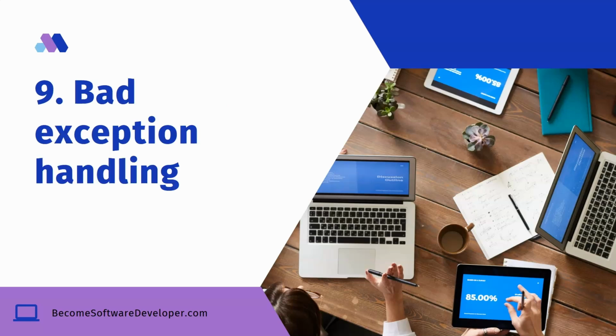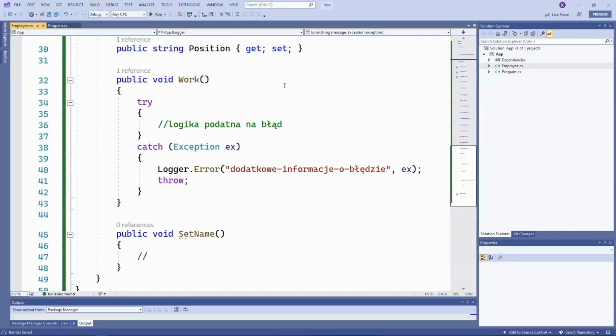Error 9. Poor exception handling. In error-prone areas, you must handle them appropriately. It's best to use the try-catch construct for this. Take a look at our example. As you can see, we have our logic call in the try-catch block. This way, our application will continue to function correctly, even in the event of an unexpected exception or error.